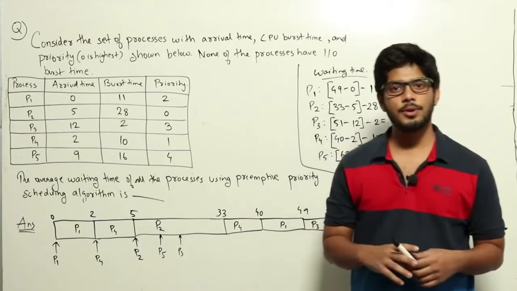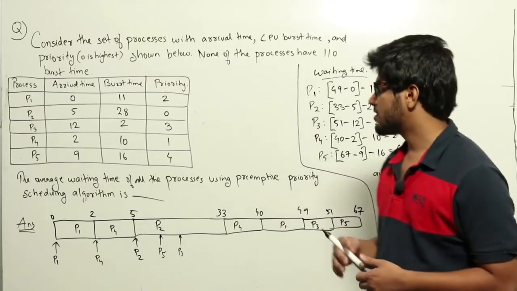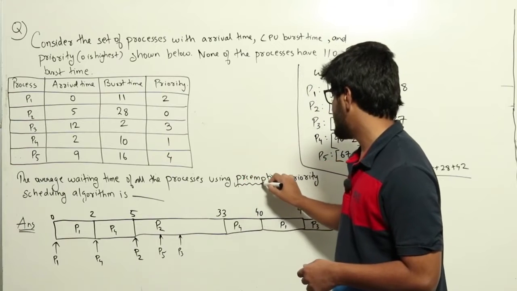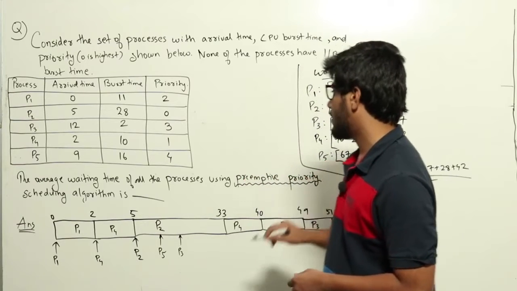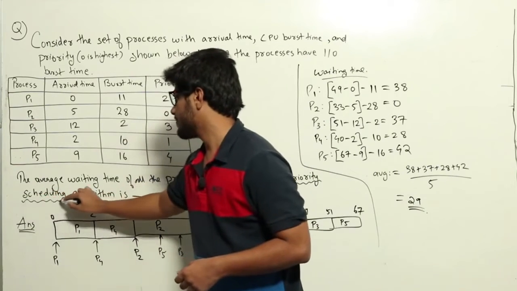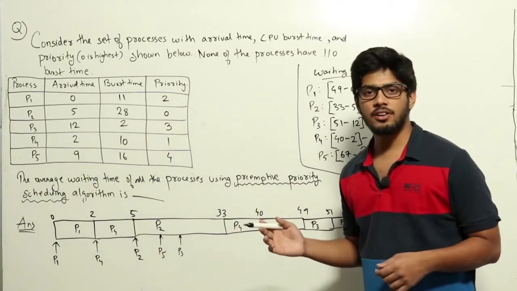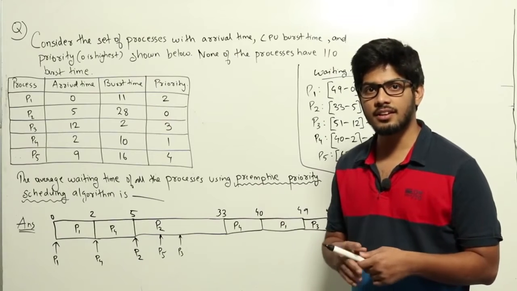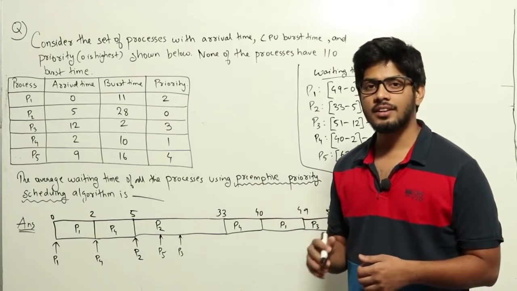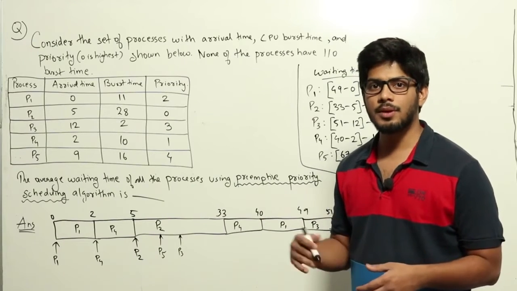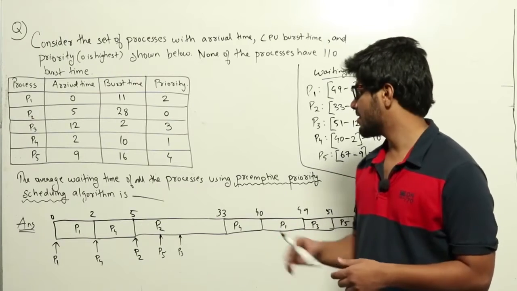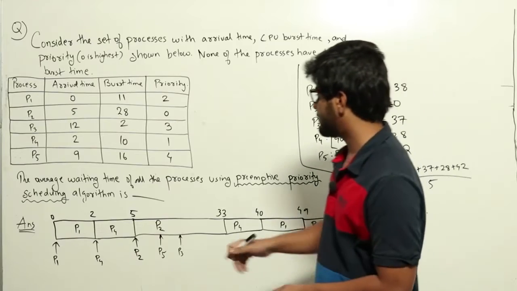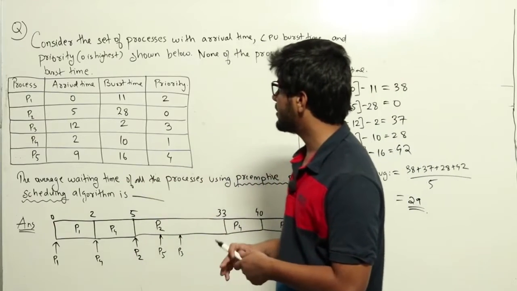So this is a question from operating system regarding process scheduling. So here they are saying the scheduler used this preemptive priority scheduling algorithm. So preemptive priority scheduling means while a process is running, if another process having a priority greater than that comes in, at that time that running process would be preempted and the higher priority process would be given the CPU. So let us try to see how the scheduler will proceed.